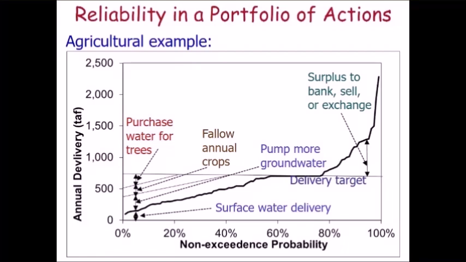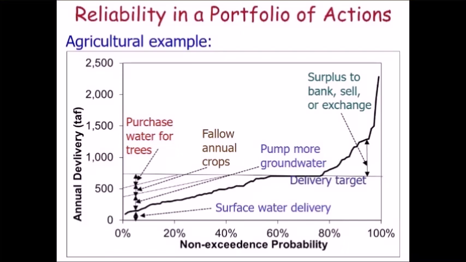When you have less than the target being delivered by your surface water system, now you have to struggle. Well, maybe I can pump more groundwater to make up that difference. And so you might say that for each of these different events, this is the amount of water that you could pump from groundwater to make up that difference. And that would be part of your portfolio.